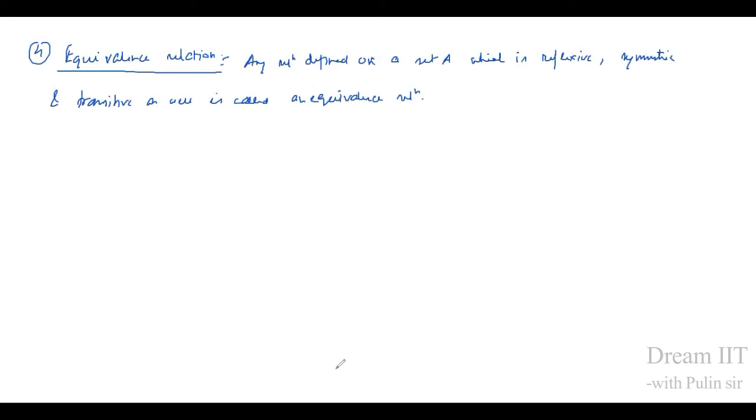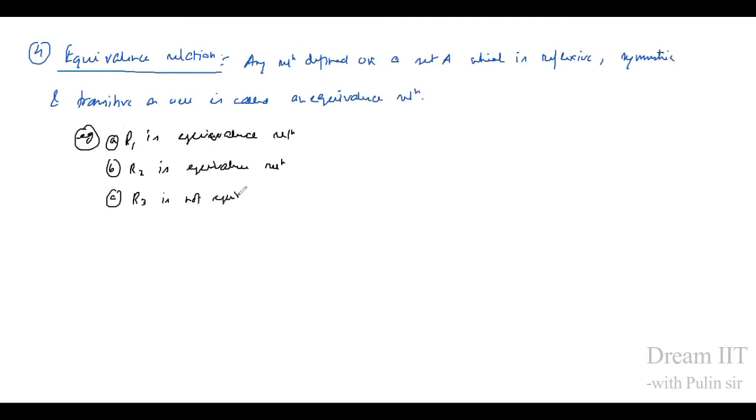Right. So now, if I look for example, you can pick from the previous one. R1 is a relation of parallelism, and if you remember, it satisfies all the three. So it is an equivalence relation in that given set. B, it was R2, triangle congruency. It is also an equivalence relation. C, R3 was about less than or equal to. It is not an equivalence relation because, as you can remember, it is not symmetric.